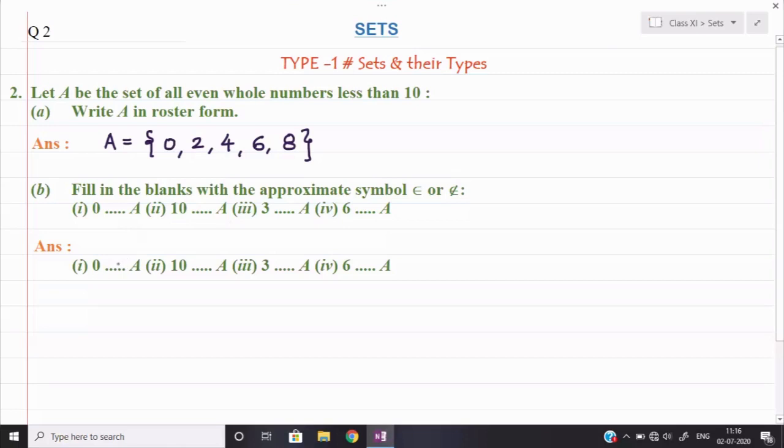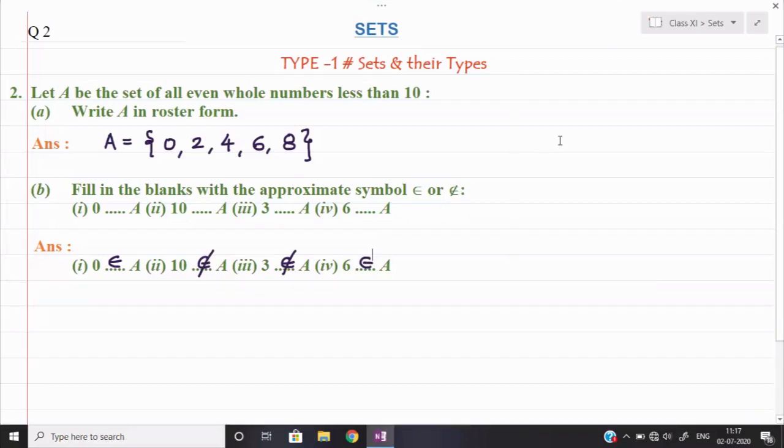0 and A is given. So we know that 0 is an element of set A. Symbol will come of belongs to. 10 is not an element of set A. So it will come 10 does not belong to set A. Similarly, 3 does not belong to set A and 6 belongs to set A, right? So these are the symbols we shall put over here.